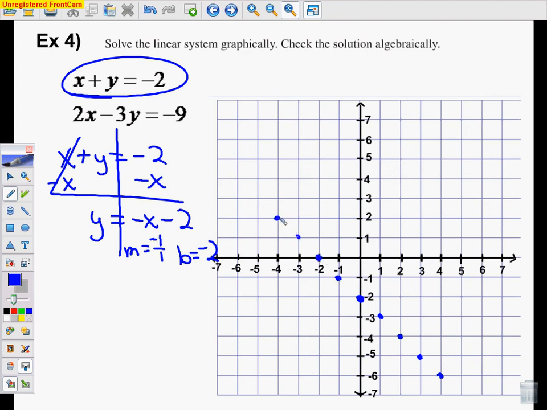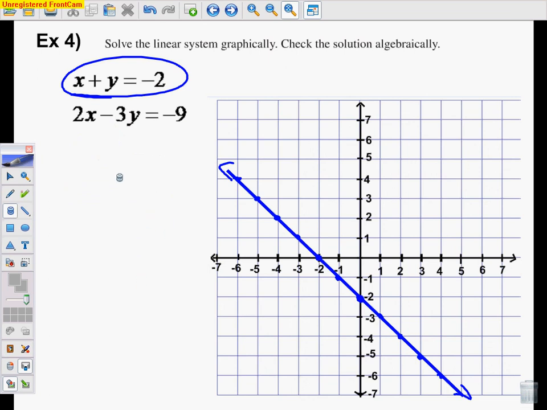And once again, I'm going to keep on making points because you never know where the two lines are going to intersect. Because lines can intersect in the darndest places, right? Alright, so there's our first line. Let's go ahead. I'm going to erase this here so that I can start doing the work for the second line.